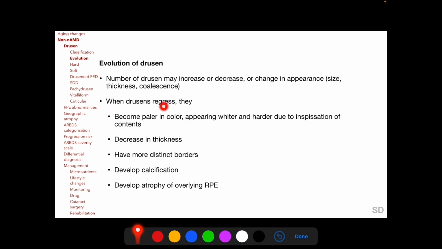And when Drusens regress, they become paler in color, decrease in thickness, have more distinct borders, may develop calcification, and usually develop atrophy of overlying retinal pigment epithelium, which is very important to remember.